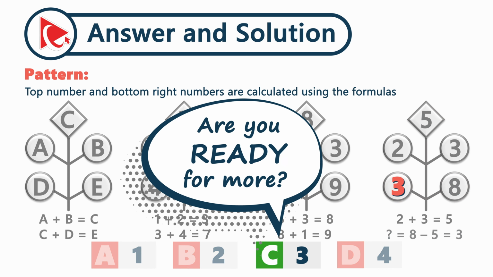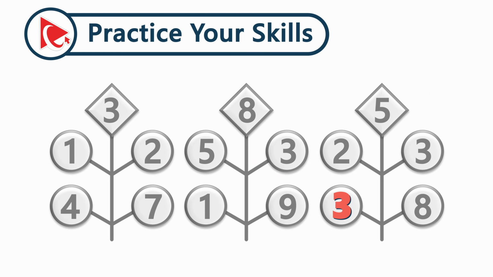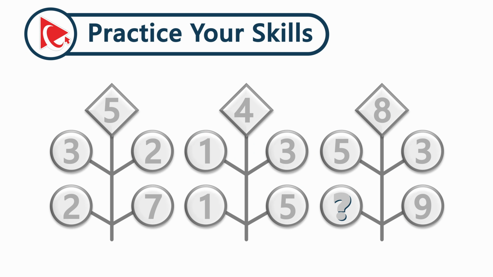Are you ready for more? Here's the question for you to practice. You're presented with amazingly cool looking shapes, tree-like shapes. The first shape has numbers 7, 2, 5, 3, and 2. The second shape has numbers 5, 3, 4, 1, and 1.